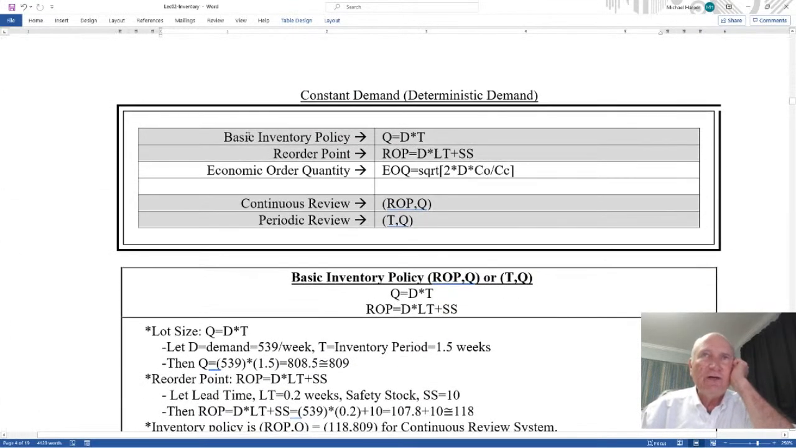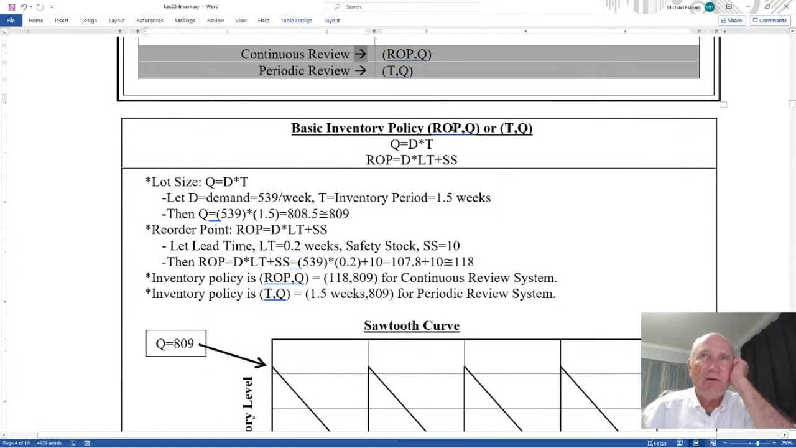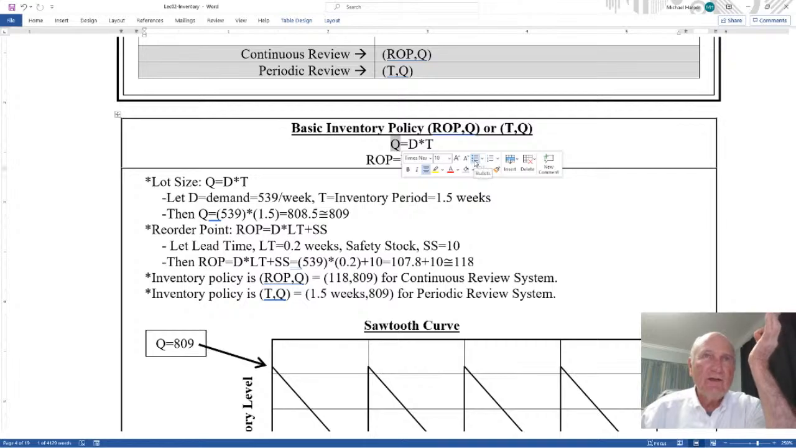Okay, let's start with just the basic EOQ, basic inventory policy here, and then the reorder point and the continuous and periodic review. Here we go. Basic inventory policy, ROP, Q, and TQ. Let's look at these two equations. Now, to define this, first of all, Q represents quantity, the lot size. D is a demand rate, and T is time, and that's the inventory period.